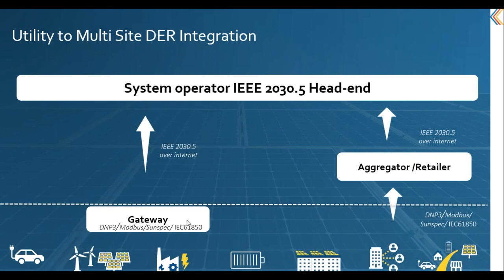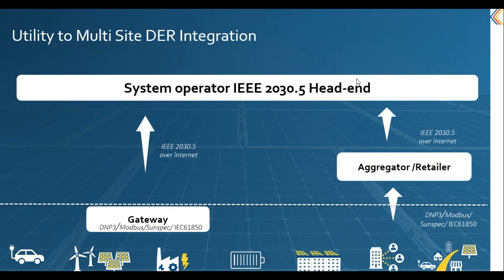There are primarily two ways of integration: either directly from the DRs to the system operators through a gateway, or also through an aggregator. There's a retailer sitting in between and managing all these DRs. All the data can go through the aggregator or retailer servers, and from there, there could be a 2030.5 connection to the utility and system operator network. So these are the two types of integration options for DRs with the utilities.